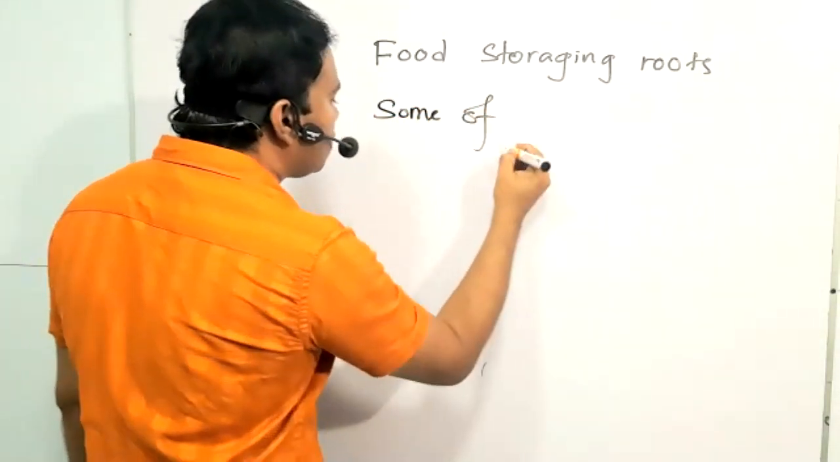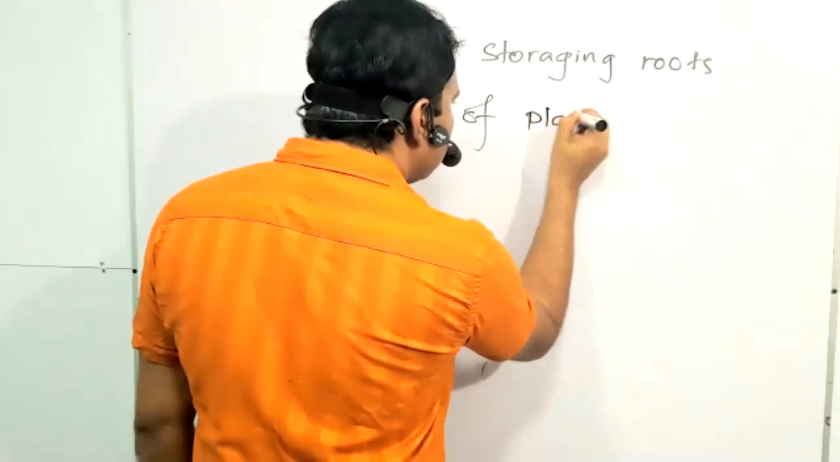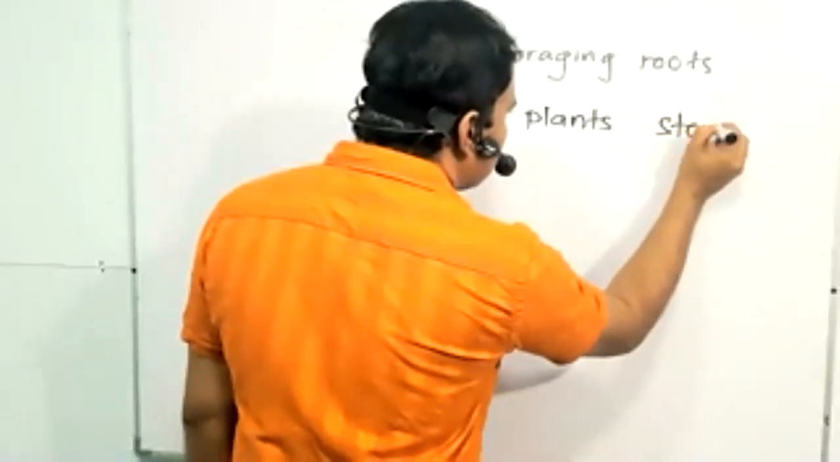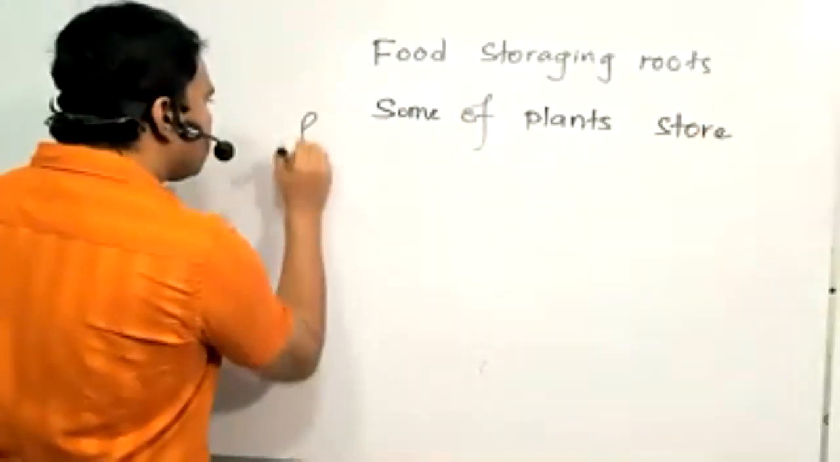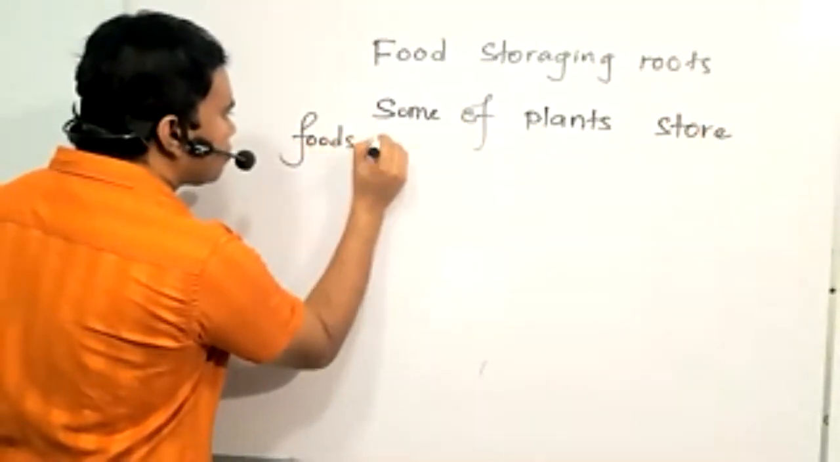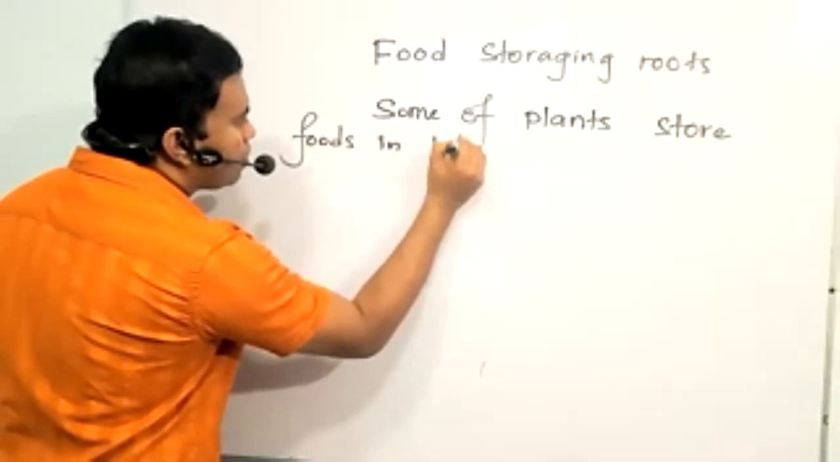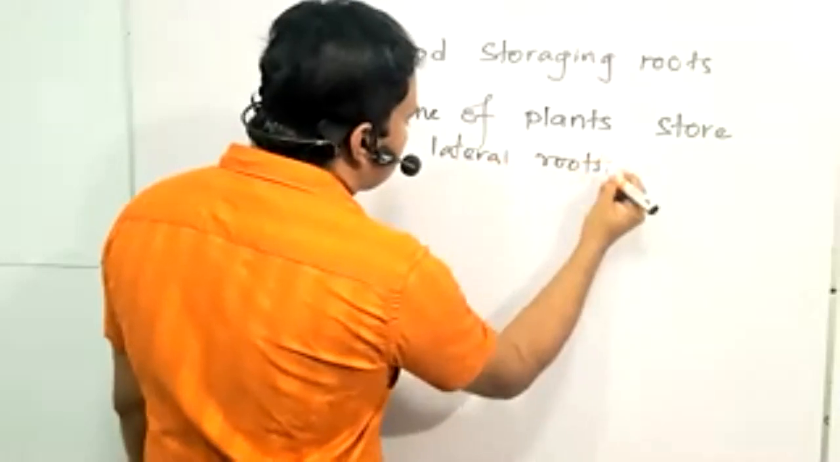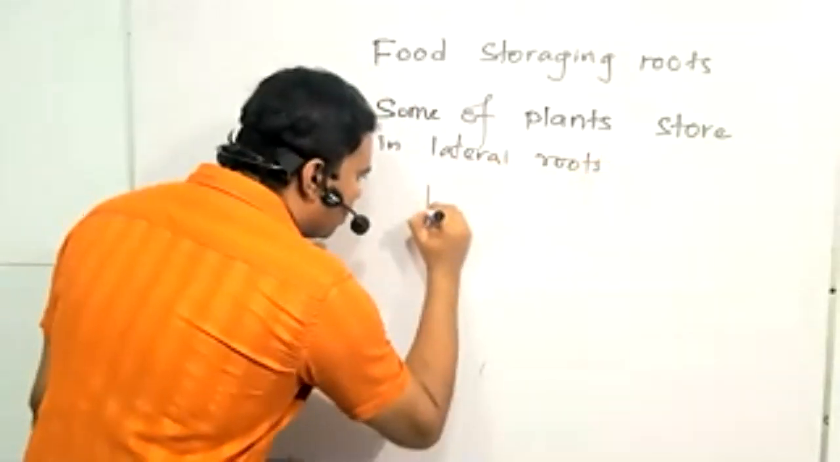Some plants store foods in lateral roots. Let's draw the same plant that Lashmika mentioned.